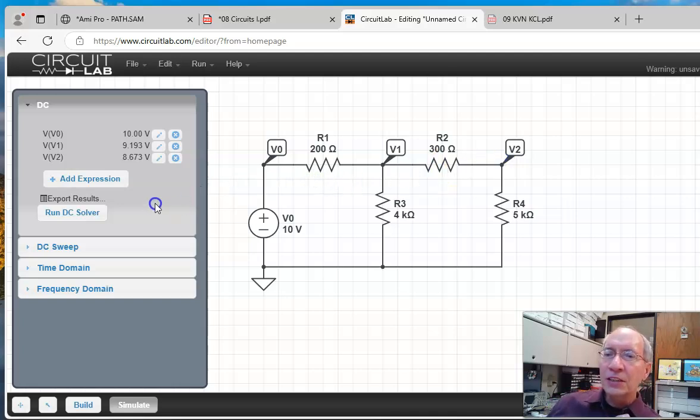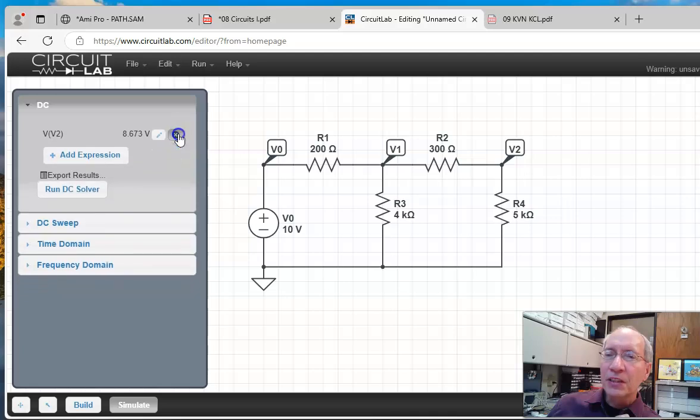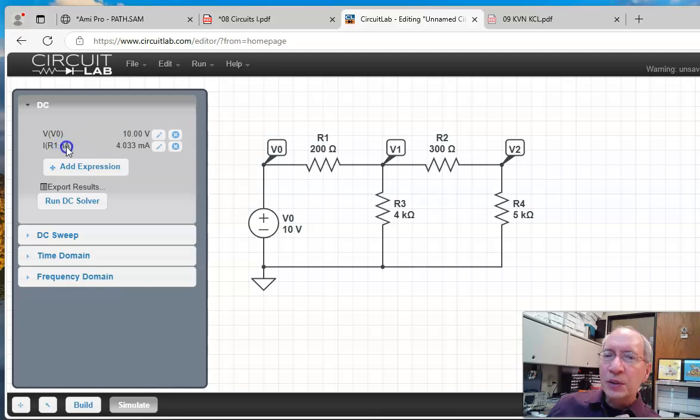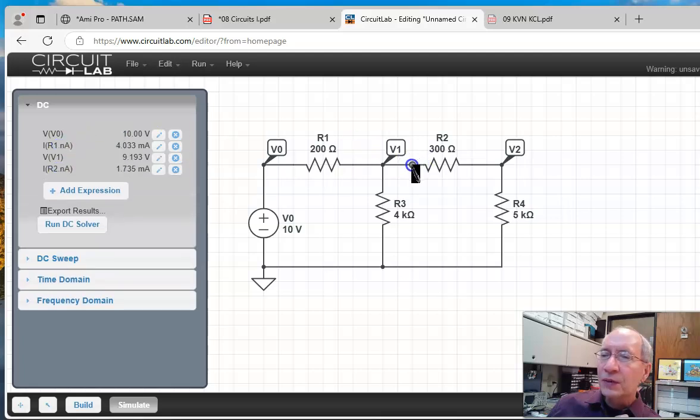Another thing I can look at is the current. If I get rid of these and double click and click on the left side of the resistor, that'll ask me what the current is, going left to right. Run DC Solver. This current is 4.03 milliamps. This is 1.73 milliamps.